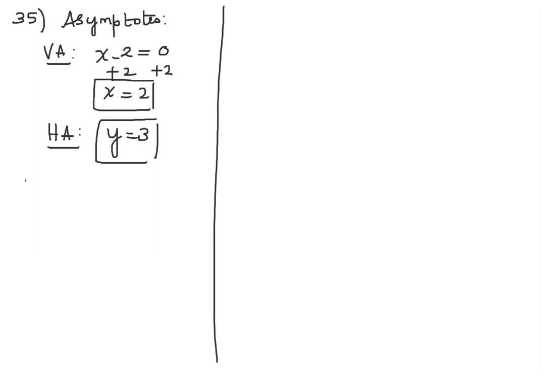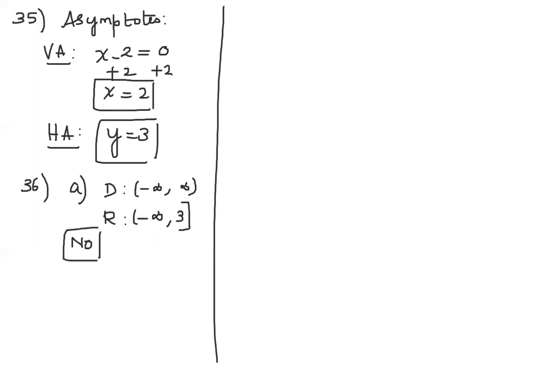And number 36, you have to write the domain. The domain from the graph is -infinity to infinity, and the range is -infinity to 3. And it's not a one-to-one function, because if you do the horizontal line test, the graph goes like this, and the horizontal line is going to meet it more than once, so it's not a one-to-one function.